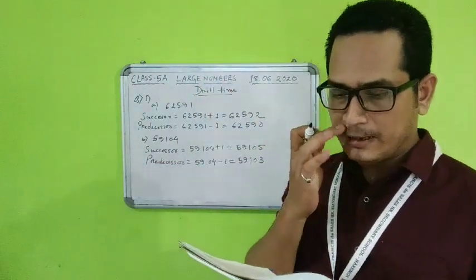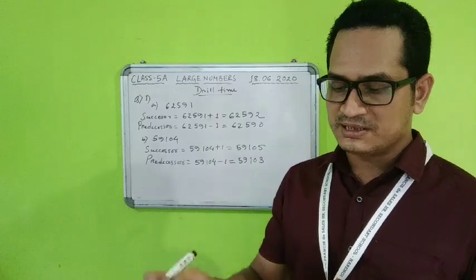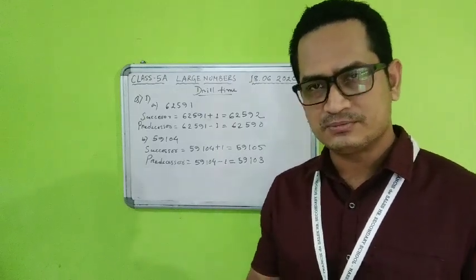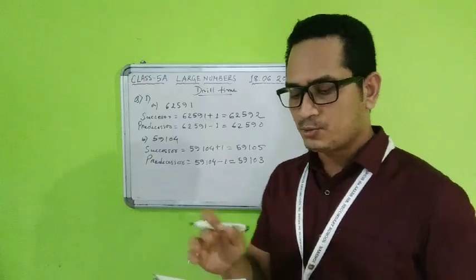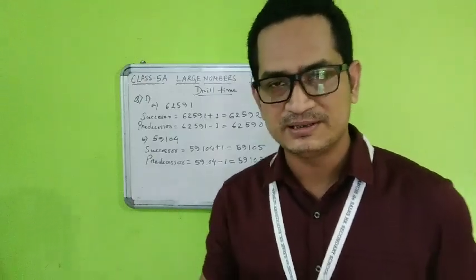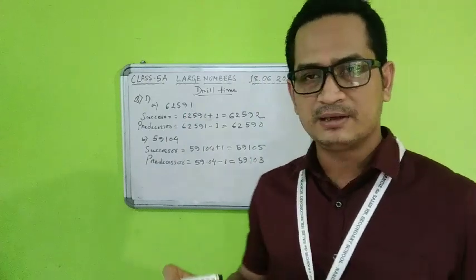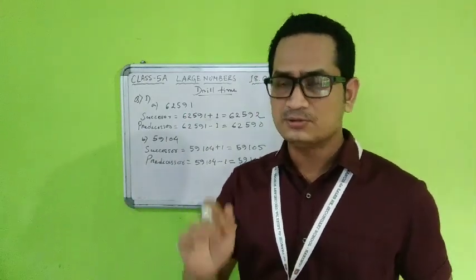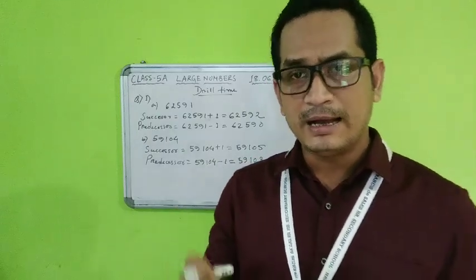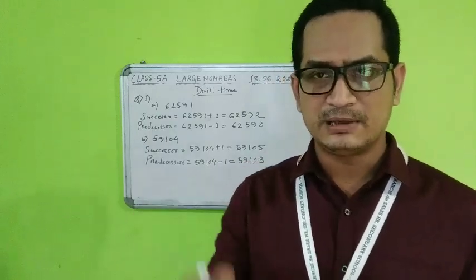So students, in this way you can go ahead with parts C, D and E also, because they are very easy questions. You just need to add 1 and subtract 1 from the number. So parts C, D, E I am leaving for you as homework, because these 2 I have done. Accordingly you can follow this and do the rest. So C, D, E will be your homework, and there will be some more homework coming up. So let's continue.